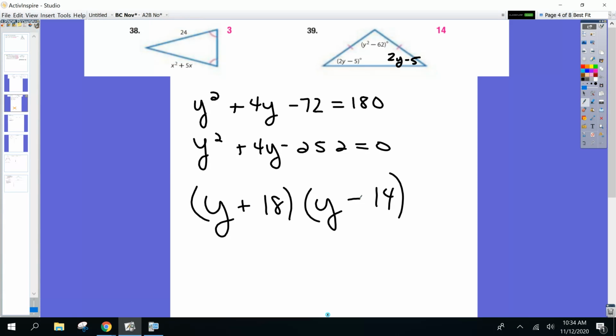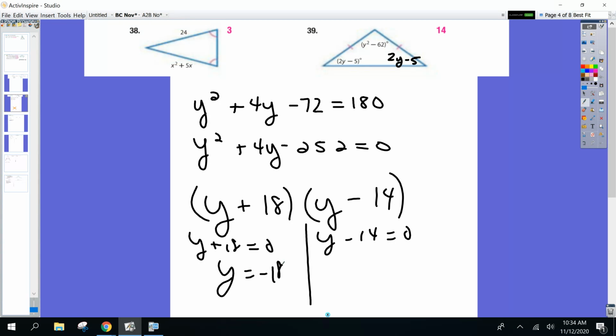So last step, y plus 18 equals 0. y minus 14 equals 0. So you get y equals negative 18, and you get y equals positive 14. Everyone's still with me? Because this is different than the last problem. Watch what happens now when I plug in negative 18 for y right here.